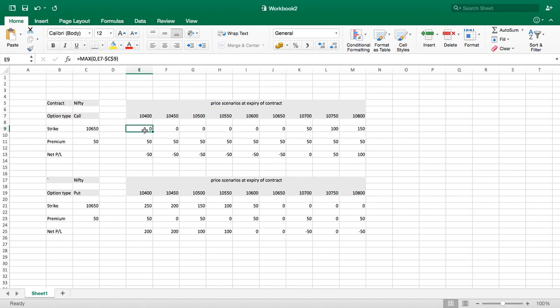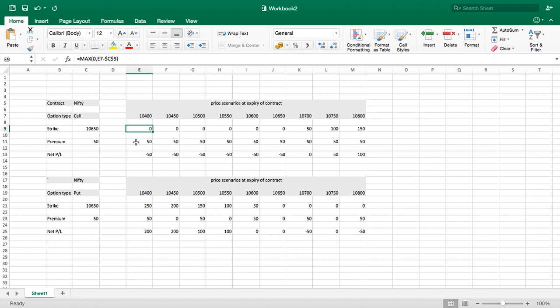So an important thing to note here is how do we calculate the profitability. The profitability will be a maximum of 0 and the difference between the spot price and the strike price. So we know that a call option makes money only when the spot price exceeds the strike price. At this point, the spot price of 10,400 is below the strike price, so the option will not be making any profit. And when an option is not making any money, the total money value of that option is 0.